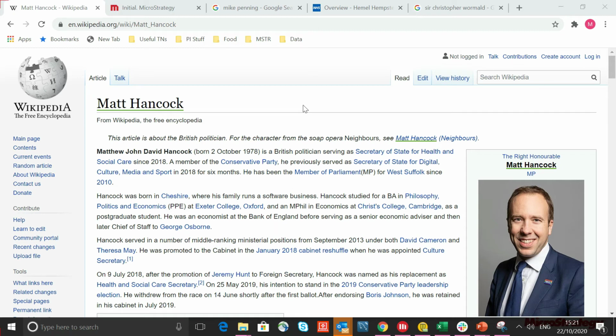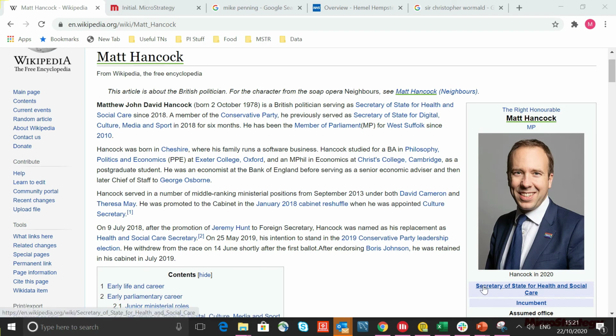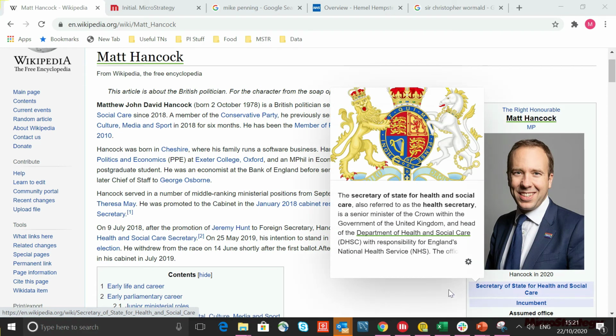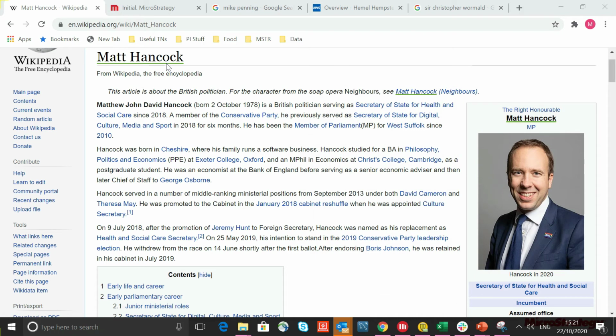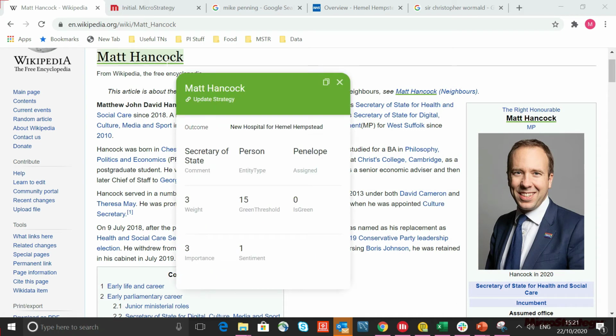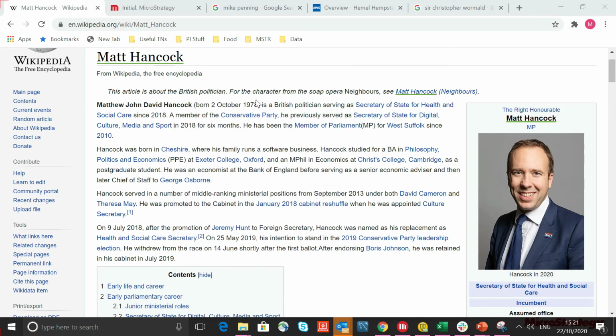We see that, for instance, there, Matt Hancock, who is the Secretary of State for Health and Social Care, has his name underlined in green there. When we do that, we get a HyperCard pop up, and this tells us who the person is. They're a Secretary of State, they're a person. Penelope is our PR person assigned to look after Mr. Hancock, and we see we've got various ratings there, which will tell us, for instance, how important the person is in the decision, what is the threshold of the sentiment that person needs to be for the arrow to turn green in the stuff that we looked at previously. Okay, so we've got Matt Hancock there. What else do we look at?